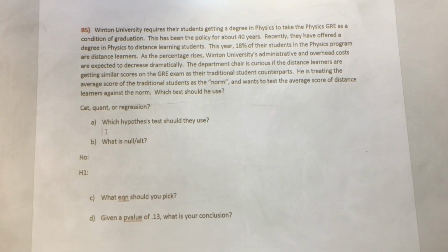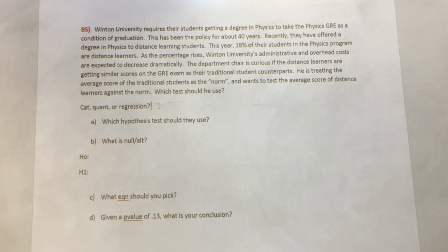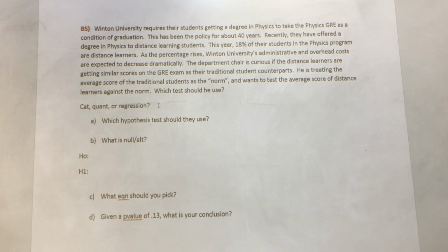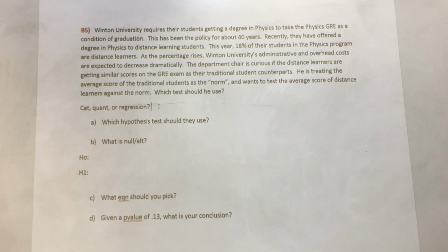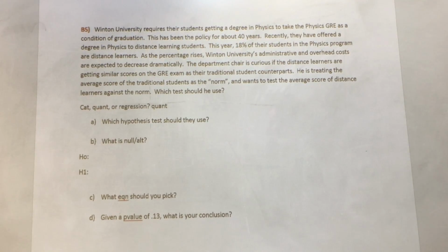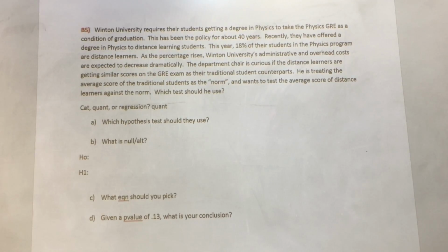Quantitative. Quantitative? Anybody disagree and say it's categorical? There's a percent in there, right? It's a proportion or a category. I mean... Okay, I didn't mean to steer you wrong. It was quantitative. There was a distractor in there, though. Okay. All right.